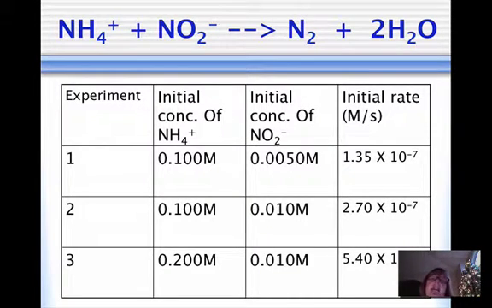So this is what data looks like. In this reaction, we have the ammonium ion and the nitrite ion reacting to give us nitrogen and water. So our rate law would be rate is equal to, so maybe I should write this down for you.